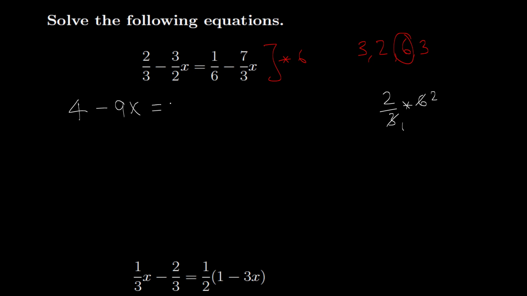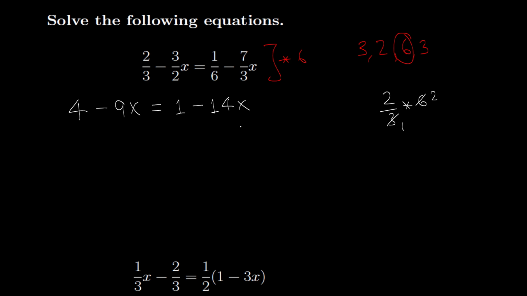Okay, equals 1/6 times 6. 6 goes into 6 one time, and 1 times 1 is just 1. Minus this x on the top. So this is basically 7x. So 3 goes into 6 2 times. 2 times 7x, 2 times 7 is 14x. Okay, now this is much simpler than what we had earlier.